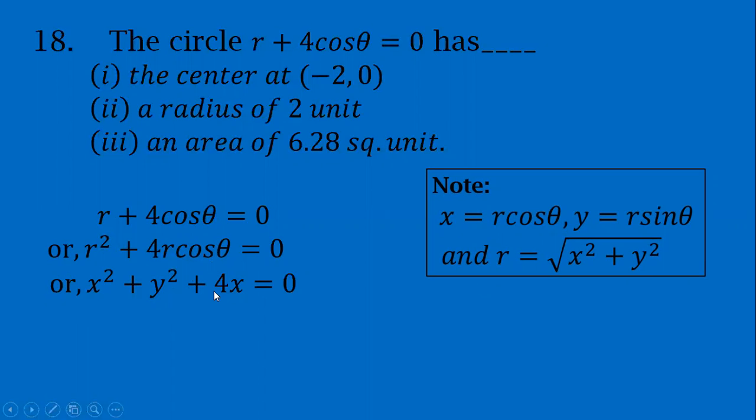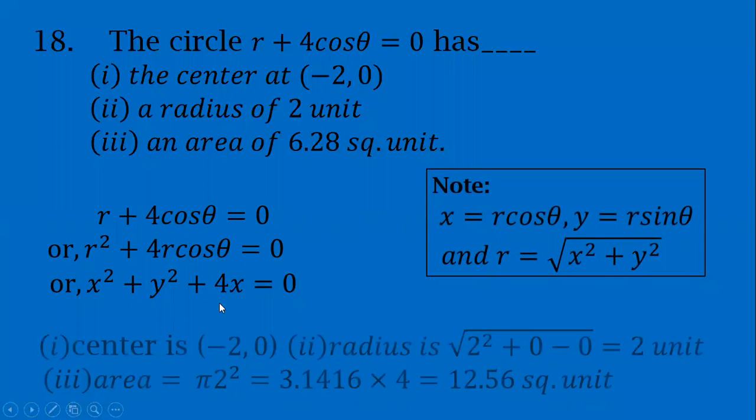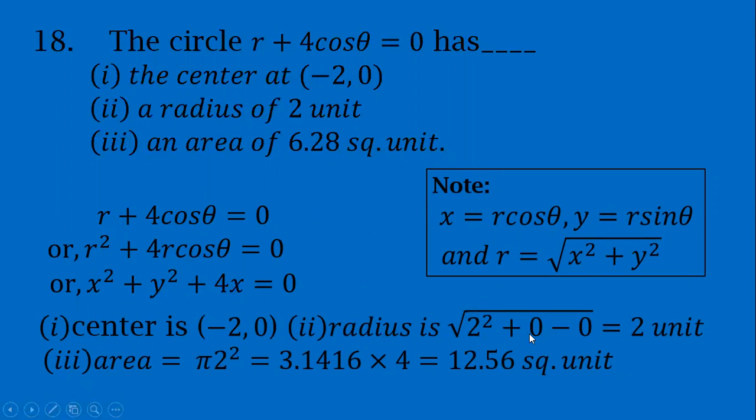And what is the center here? (-g, -f). So -g is equal to -2, and -f is equal to 0. So definitely this center is (-2, 0). What is the radius? The square root of g² + f² - c, where g is equal to 2, f is equal to 0, c is equal to 0. So the radius is 2 units. And area is pi r². If I take pi as 3.1416 and 2² is equal to 4, we get this answer. So options 1 and 2 are correct, and the third option is not correct.